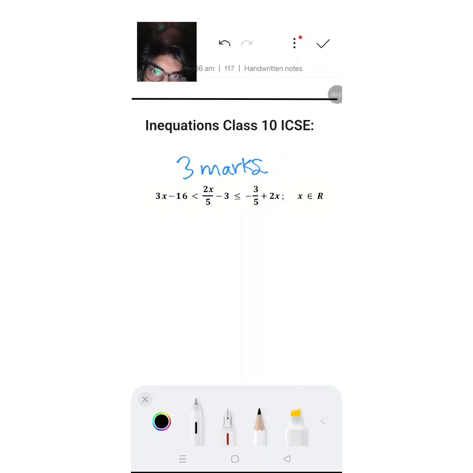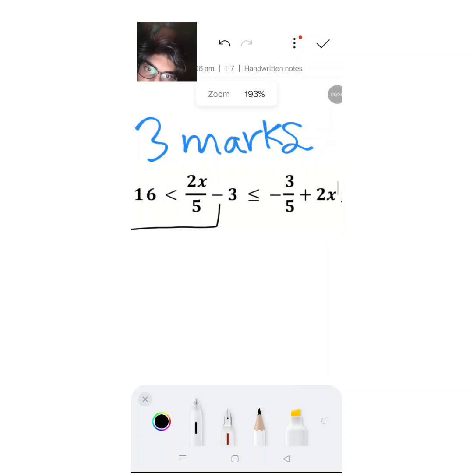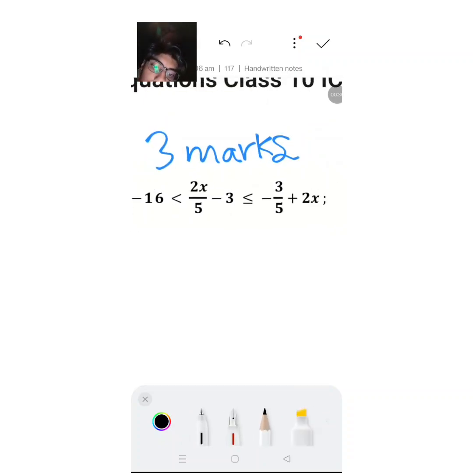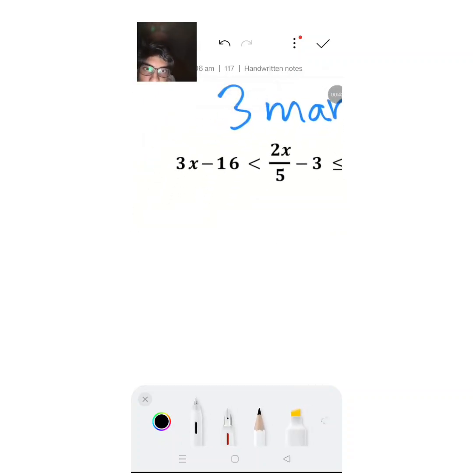They're going to give you a double inequality. You need to solve it, graph it on a number line. So you deal with this thing first and then this thing. And then you combine it, form one solution set for 3 marks. And then obviously plot it on a number line.